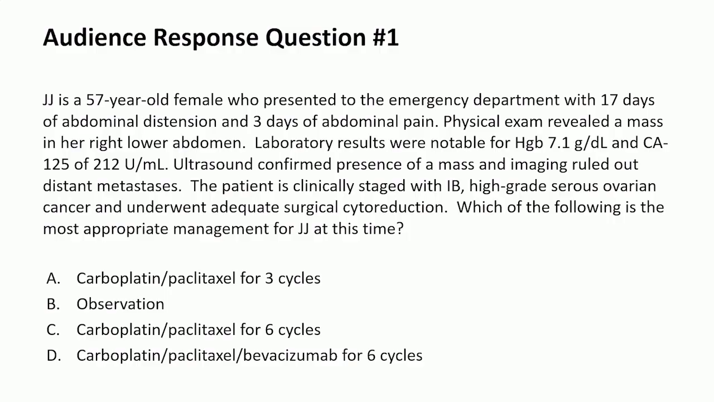Which of the following is most appropriate management for JJ at this time? A, carboplatin and paclitaxel for 3 cycles. B, observation. C, carboplatin and paclitaxel for 6 cycles, or D, carboplatin, paclitaxel, and bevacizumab for 6 cycles.